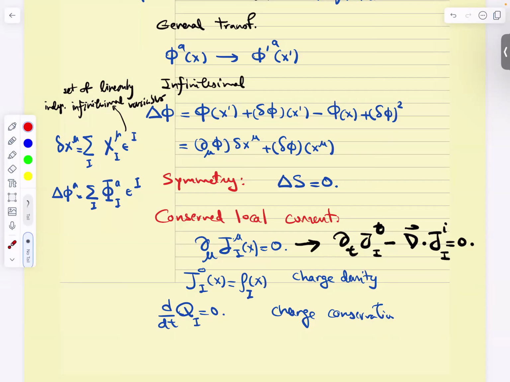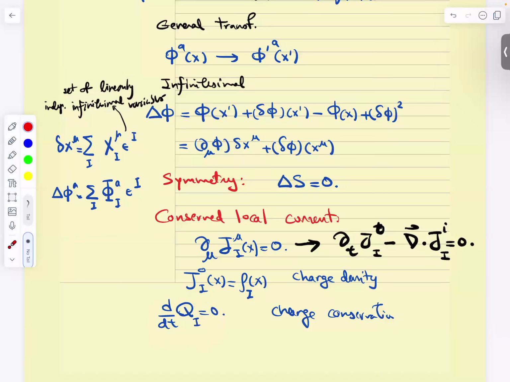It's also a continuity equation in space-time. That's why we call J0 the T component, or the charge density. Every time we have a conserved current, we can define a conserved charge accordingly. How do you do it? You take a codimension-one surface, say a constant time slice, and integrate your charge density in space. You get the charge, and the conservation law tells you that d/dt of Q_i is 0.